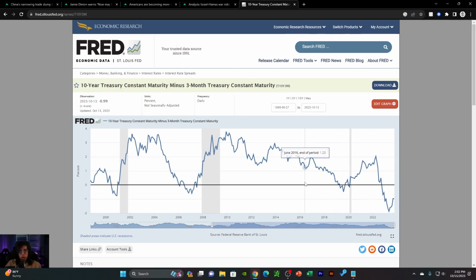So the other thing that you can say is, well, what happens if it goes back to positive? Can we have a recession? Maybe, but it's not enough of a reason to say that we will have a recession. We need to look at different things. All right, so that's for the yield curve.